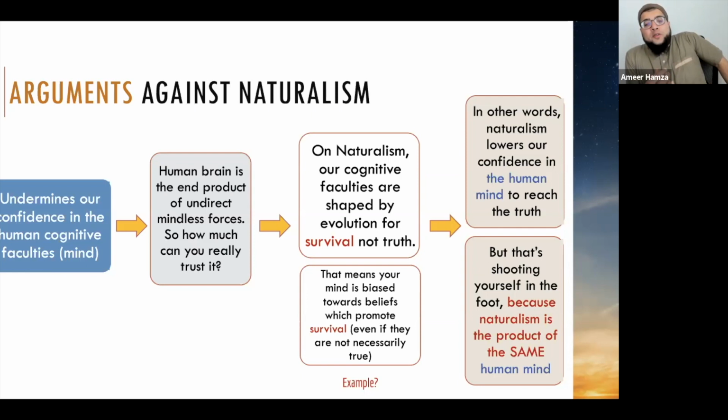Anyone care to paraphrase? I know it's a little bit of a doozy to get your head around, but this is a really, really powerful argument. Bottom line is, on naturalism, the human mind is not a reliable instrument to reach the truth because we're so fixated on survival, survival and survival. And this comes back to bite naturalism itself because it is coming out of the human mind to begin with. So, any brave souls to paraphrase this?